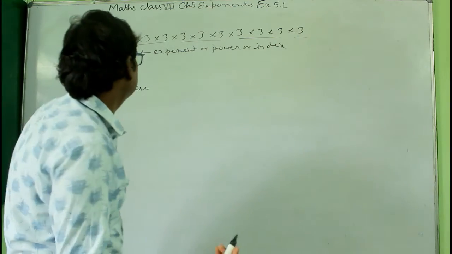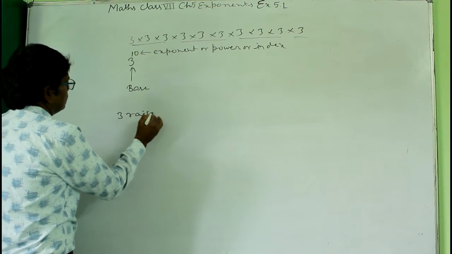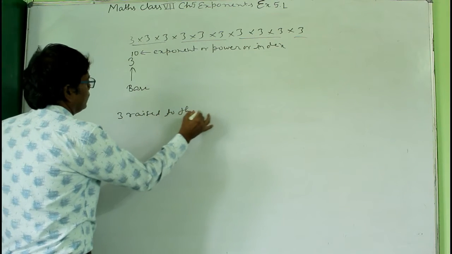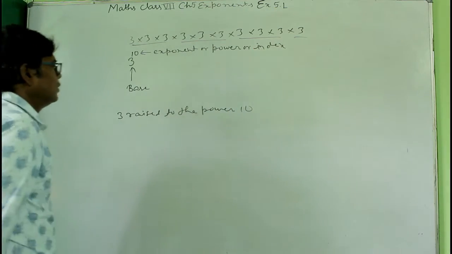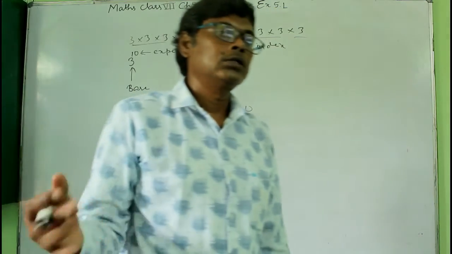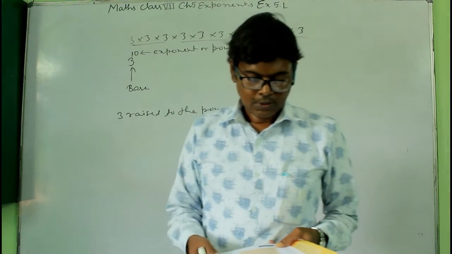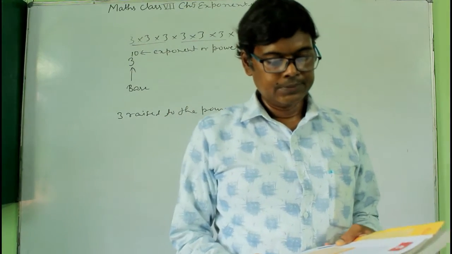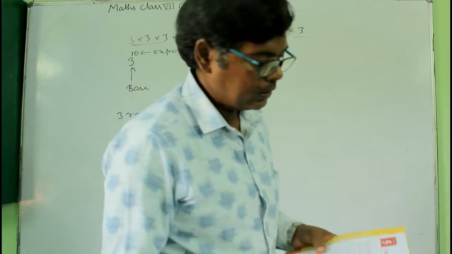And how will you read this? You will read it as 3 raised to the power 10, or simply 3 to the power 10. So this is the exponential form, and I told you the meaning of the base and the exponent.